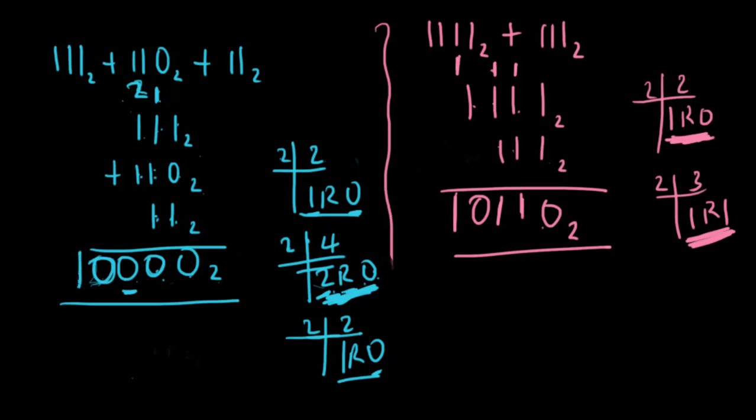I hope you understand. So don't forget, the key is that each of the digits must be less than the base. 1 is less than 2. 0 is less than 2. Each of the digits must be less than the base. Do you understand?